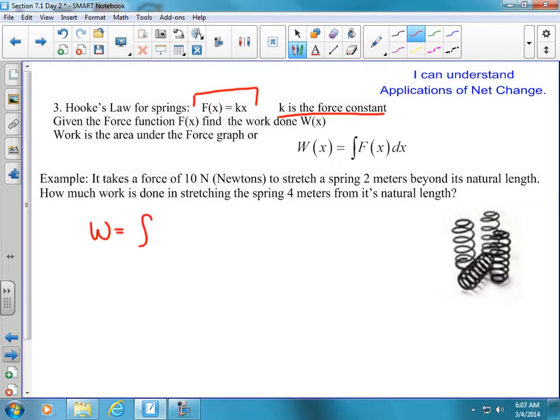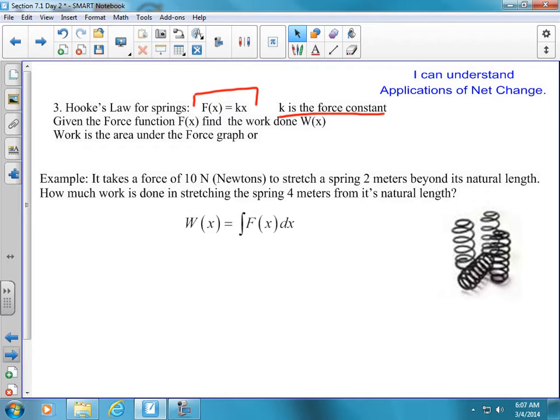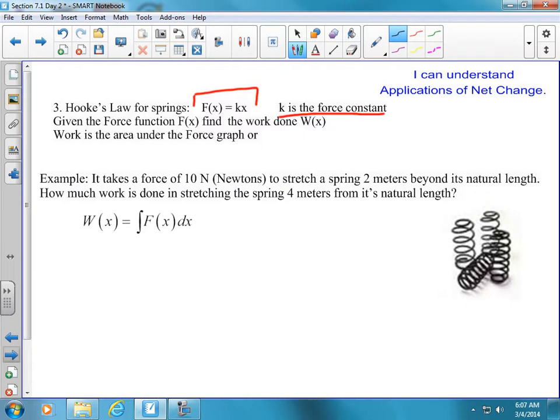So work equals the antiderivative of the force. We need to figure out the function first of all. They tell us that a force of 10 newtons, so we have F equals k times x. The force is 10. We really need to find out what k is. x is the distance the spring moved. So we have force equals the constant times the distance the spring moved. Therefore k is going to equal 10 over 2, or 5.